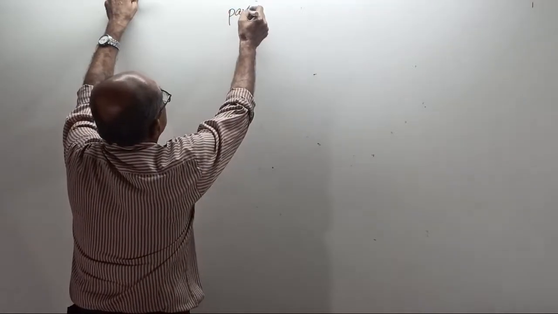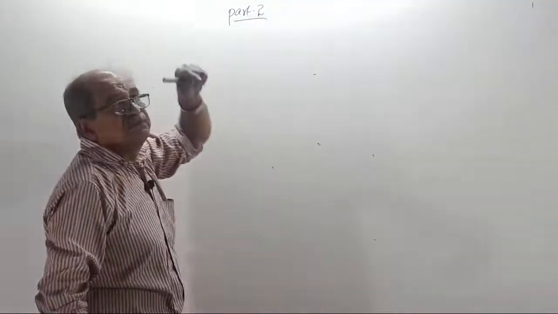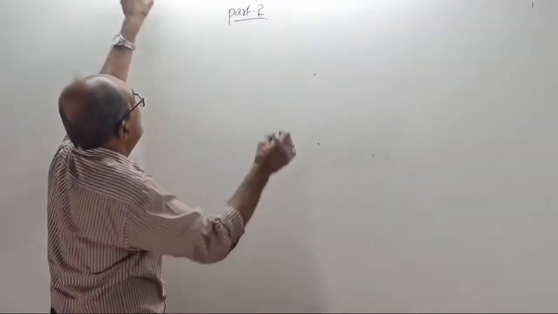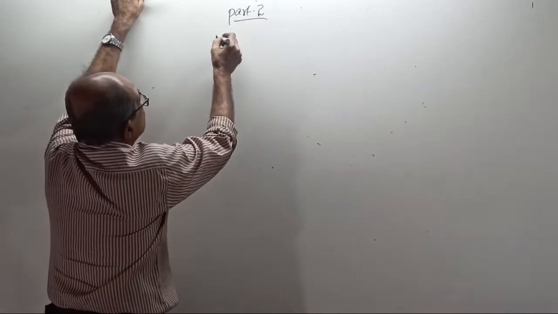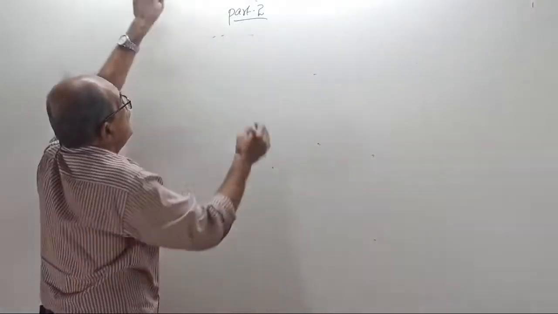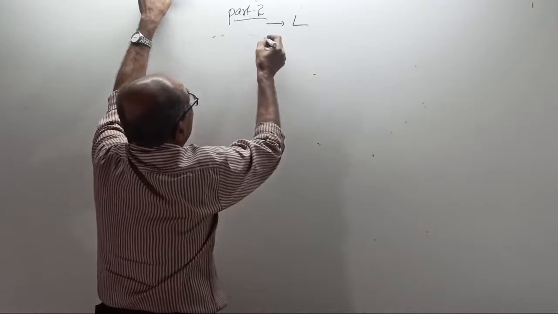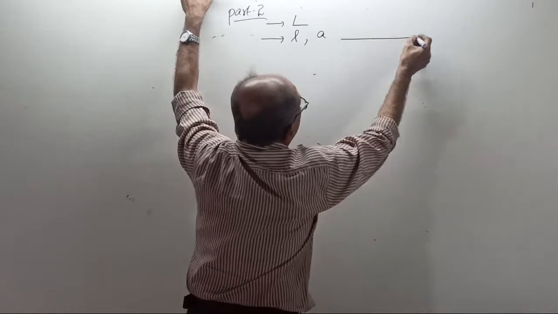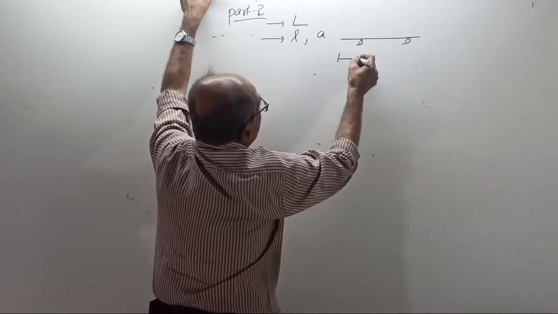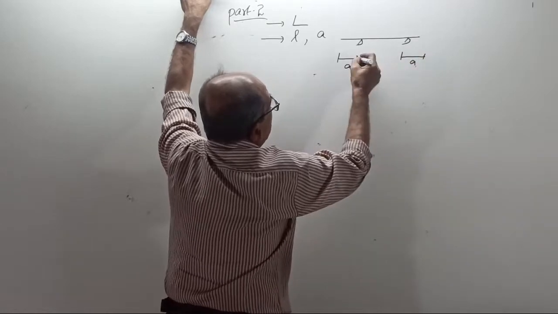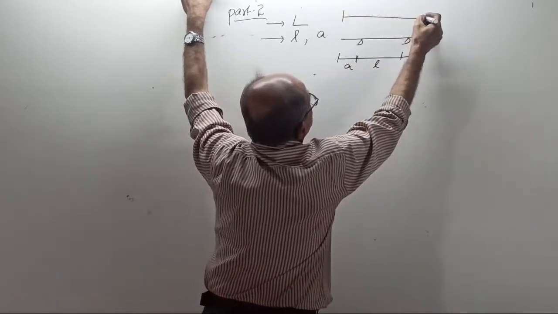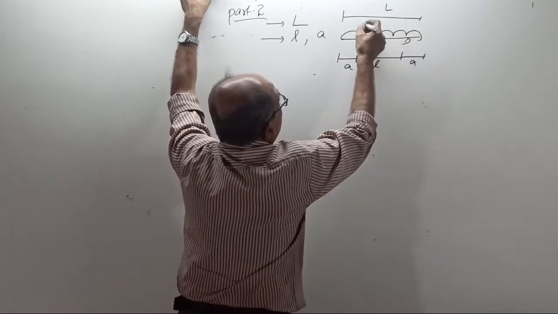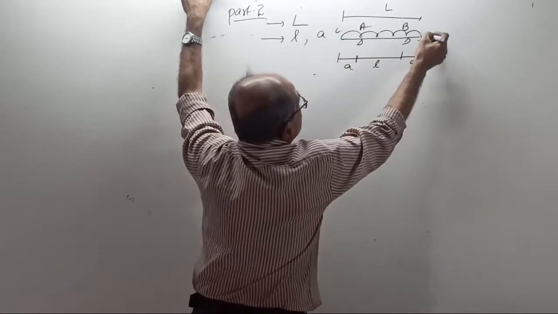Okay, now start. Now write part 2, the standard case. It is nothing but a special case of part 1. Same case: a beam of total length capital L, between supports small l, overhang A. Overhang is A, between supports is small l, full length is capital L, subjected to UDL, supports are A and B, ends are C and D.